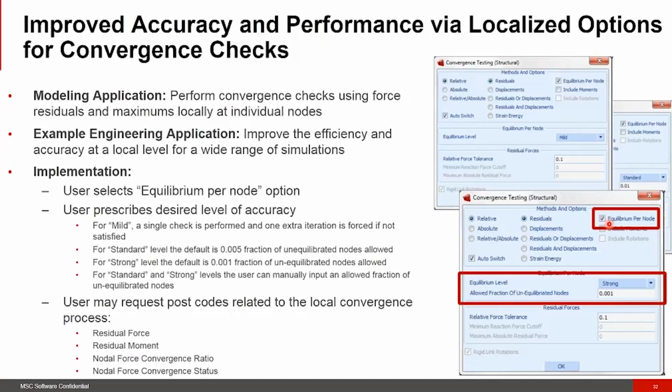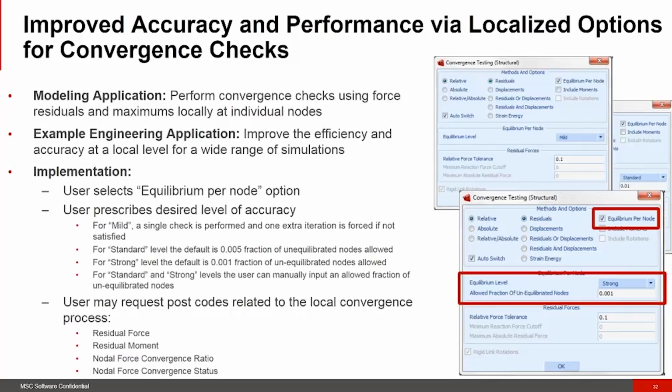Implementation is actually really simple. You're just going to click equilibrium per node. Probably the only confusing thing has to do with these different levels. So if you select mild, what it really does is a check for the equilibrium condition in individual nodes. And if it is not satisfied at any one of those nodes, it will force an extra iteration, but it's not going to do anything more than that. We found that that actually in itself can be very helpful because we think it's converged on a global level, but locally there are some things that we know later on could cause problems downstream because it's not locally in convergence. And sometimes that addresses it.